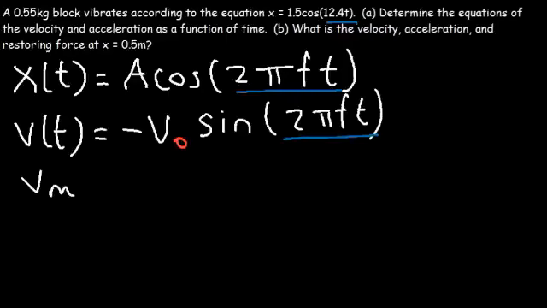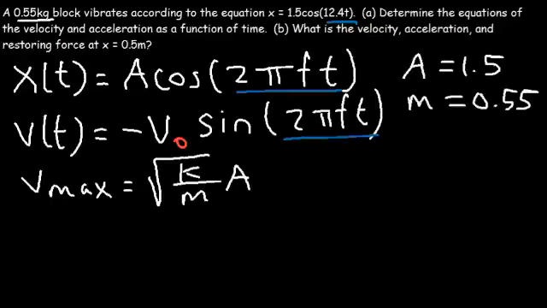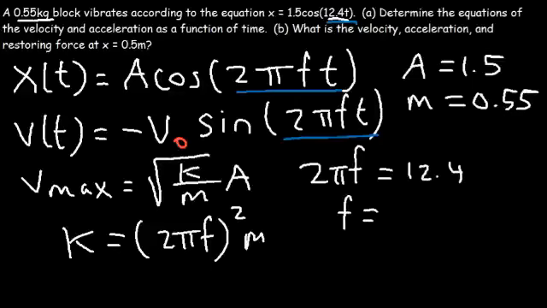Now Vmax is equal to the square root of k divided by m times A. We know that the amplitude is the number in front of cosine, which is 1.5. We know the mass, it's 0.55. The only thing that we're missing is the spring constant k, which we can find using this equation, 2 pi f squared times the mass. So we've got to find the frequency. 12.4 t is equal to 2 pi ft, which means that 2 pi f is 12.4. So therefore the frequency is 12.4 divided by 2 pi.